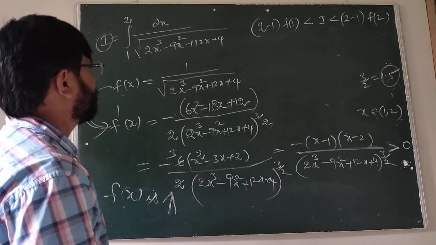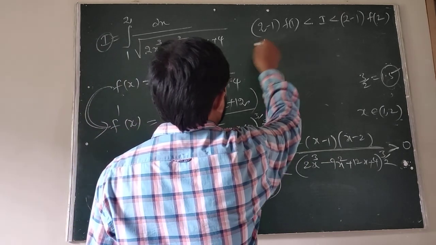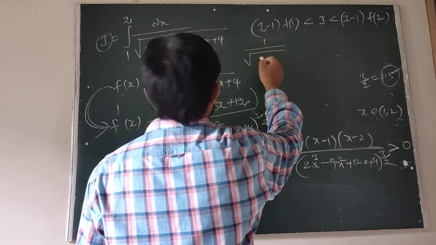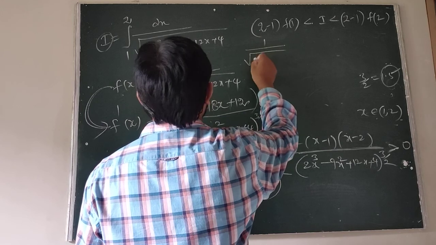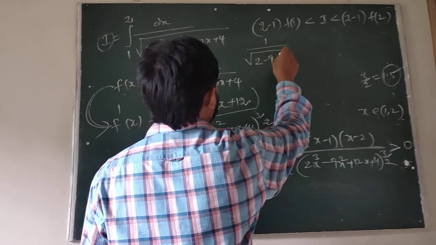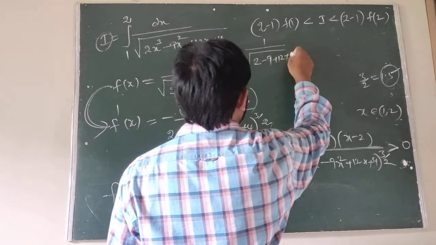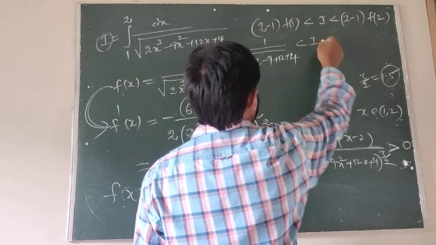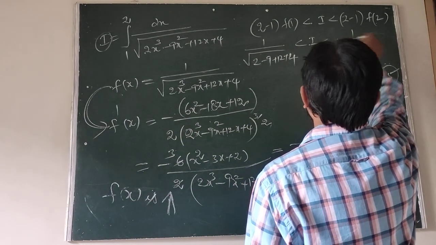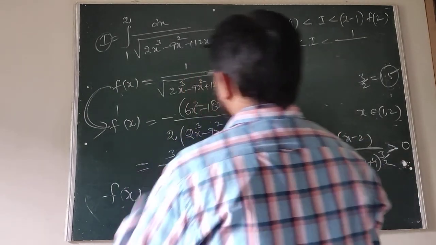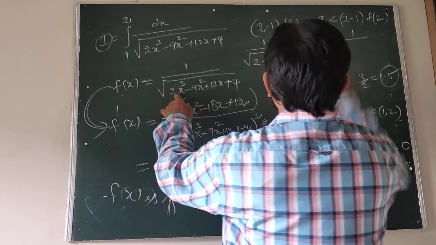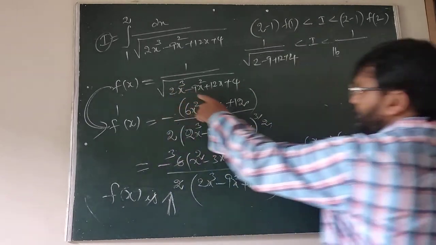What is f of 1? We can write f of 1 as 1 by root of 2 minus 9 plus 12 plus 4, less than I, less than f of 2, where f of 2 is 1 by root of 16 (2 cube is 8, 8 times 2 is 16). Okay.